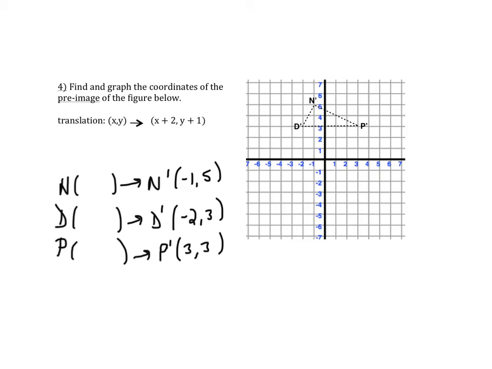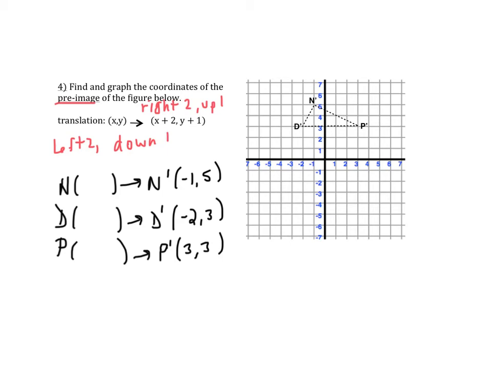Okay, in our next example, it says find and graph the coordinates of the pre-image of the figure below. So remember, if we're asked to find the pre-image, we're working backwards, so we need to undo this rule. This rule says x plus 2, y plus 1, so that would indicate that they were moved to the right 2, up 1. We need to work backwards, so we need to go left 2 and down 1 for each of these points to find the pre-image coordinates.